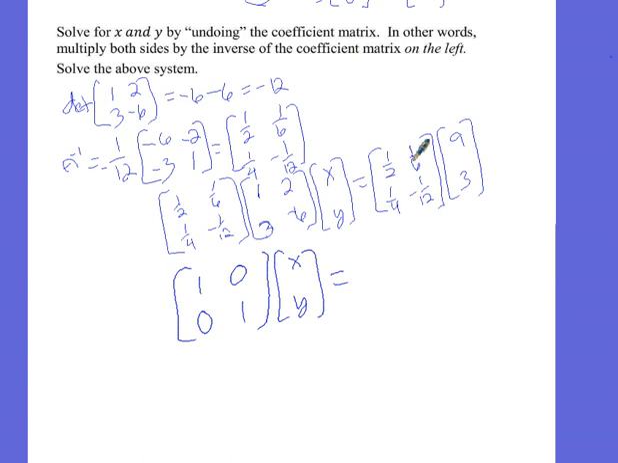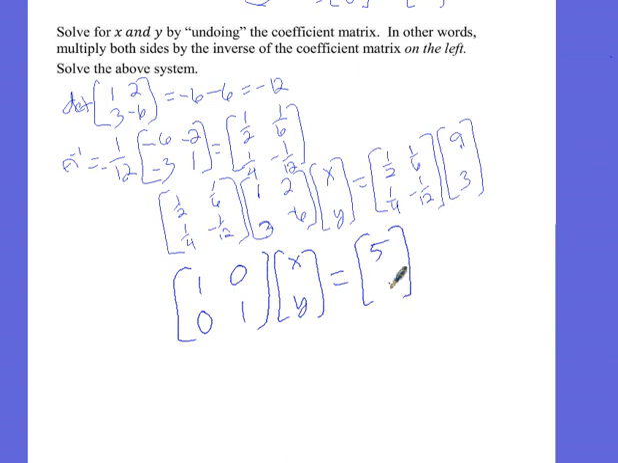Don't use a calculator. You don't need it. 1/2 times 9 is 9/2. 1/6 times 3 is 1/2. 9/2 plus 1/2 is 10/2, which is 5. By the way, this is a 2 by 2 and a 2 by 2 times a 2 by 1, which will give me a 2 by 1 matrix. Outer dimensions are my new matrix.